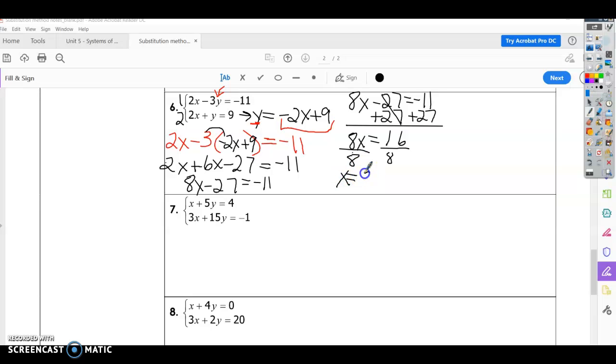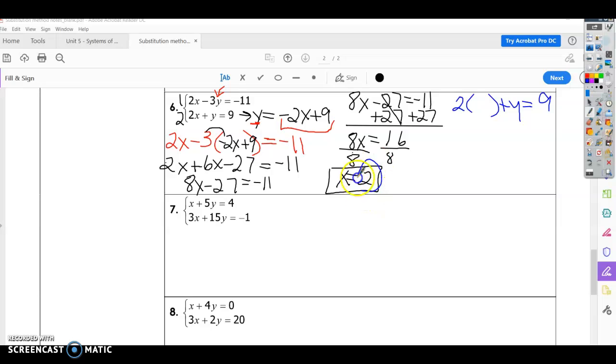So x equals 2. So that's our first variable. Now we need to find y. Let's look at either equation, it doesn't matter. I'm going to look at the second one because it just looks a little better. So I'm going to have 2x plus y equals 9.